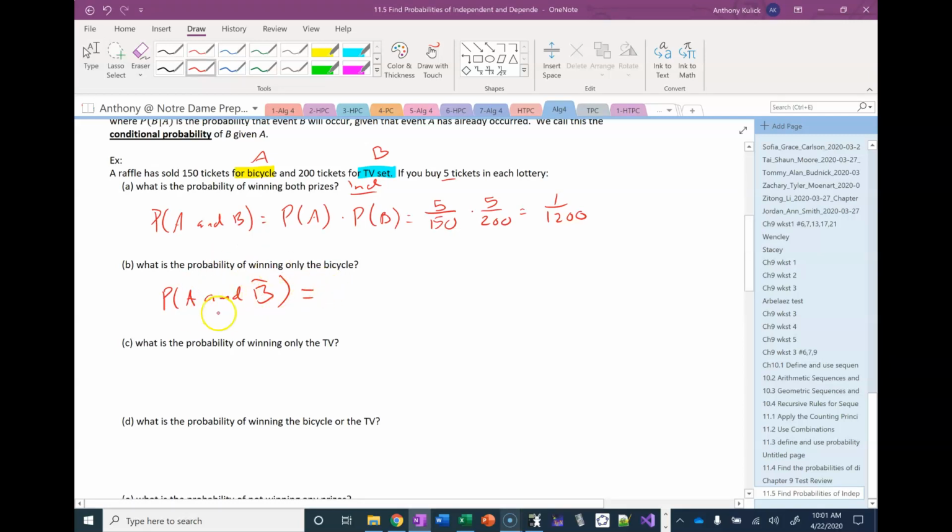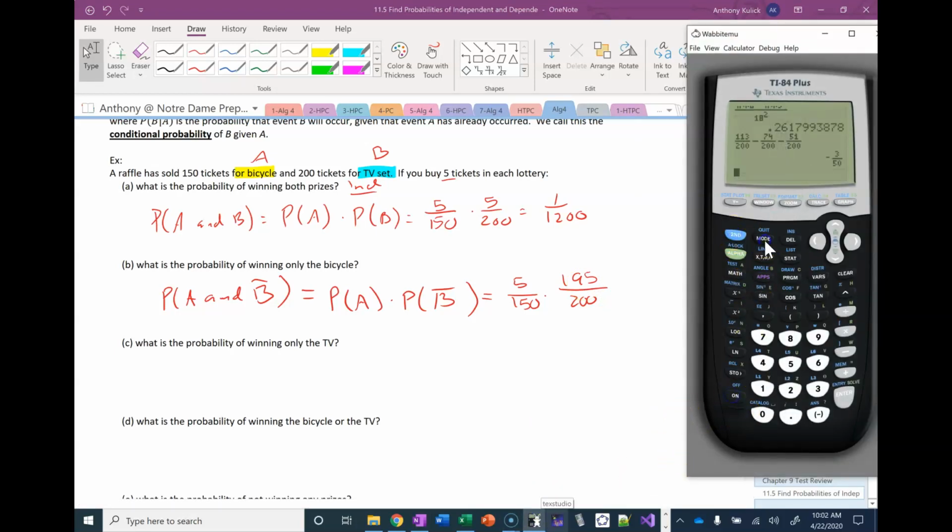Okay. So, again, these are independent events, right? Because the result of A has no effect on the result of B. Remember that this B with the bar over top, that's a complement. We talked about that in the previous lesson, right? That's the same thing as not. So the probability of A is, again, 5 out of 150. And the probability of not B, well, 195 of those tickets aren't yours, over 200.